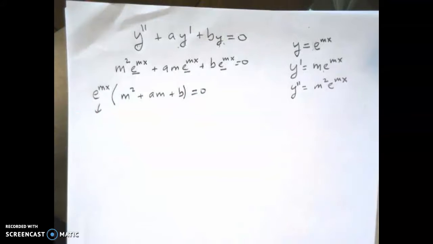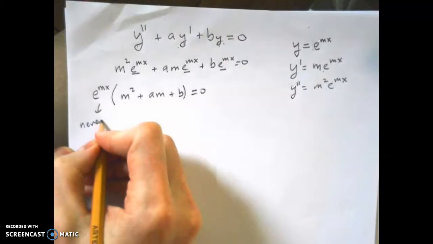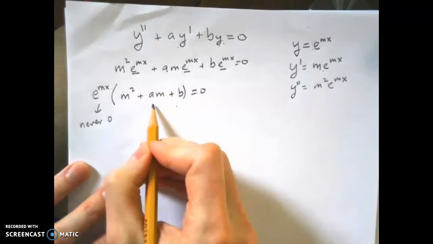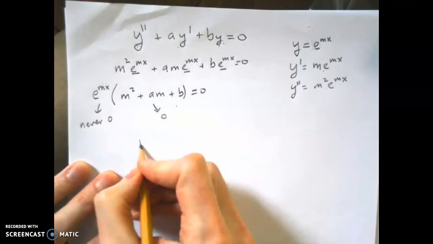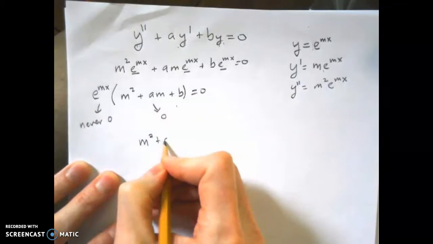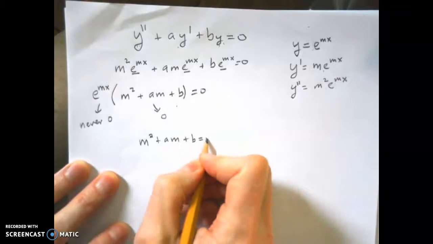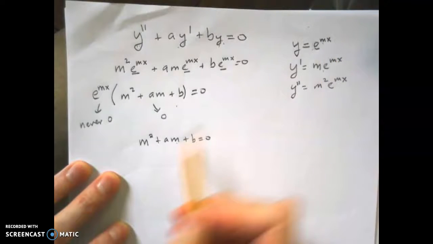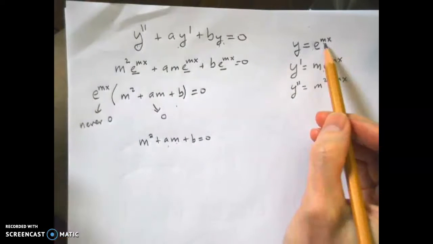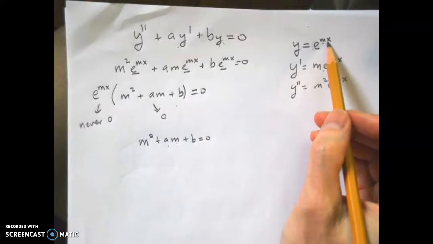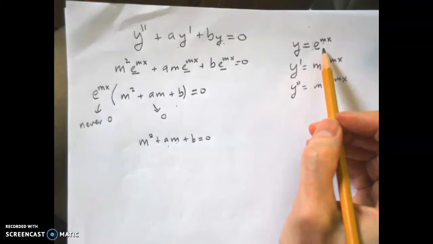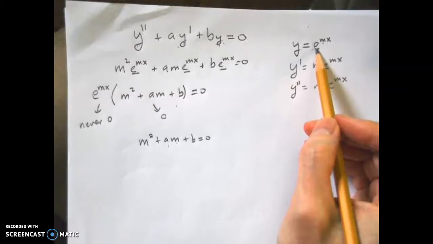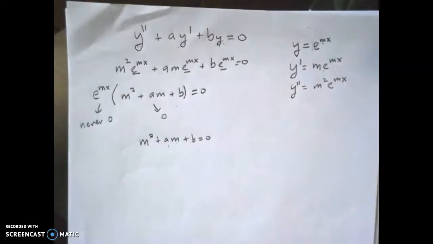Now notice e to the mx can never be 0. So that means this other factor must be 0. So we end up with this equation: m squared plus a m plus b is equal to 0. And if we can solve for m, we plug m back into here. And this is quadratic, so we should have two solutions. And finding those two solutions, we should hopefully be able to get two solutions y1 and y2 that are linearly independent. Then we can multiply them both by constants, add them together, and that's going to be our general solution. Okay?